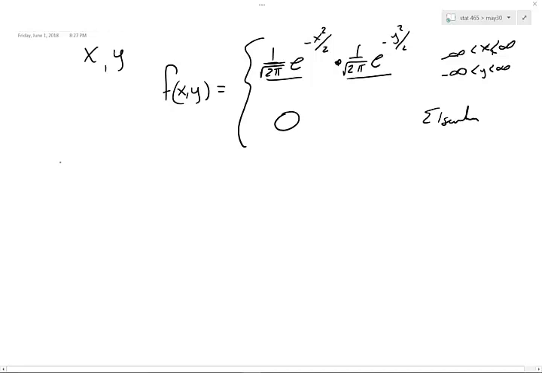Now, I'm going to say let's let u equal x plus y, for no apparent reason right now other than I feel like it. And v is equal to x minus y. We can do all kinds of changes. We can do whatever we want. Just some nice easy ones here.